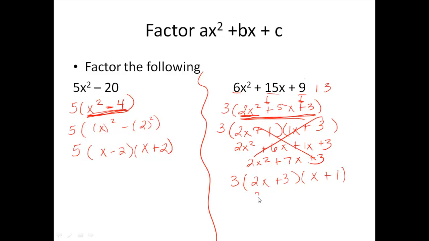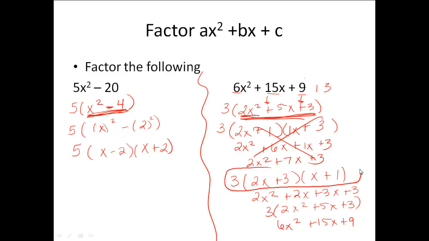So I need to check this. Foil that one out, and I get 2x squared plus 2x plus 3x plus 3. Combine my like terms, and I get 2x squared plus 5x plus 3. Looks like it's going to work this time because we've gotten this inside part. Now if I distribute the 3, I'm going to have 6x squared plus 15x plus 9, and it does match. So when it's factored, it's 3 times 2x plus 3 times x plus 1.